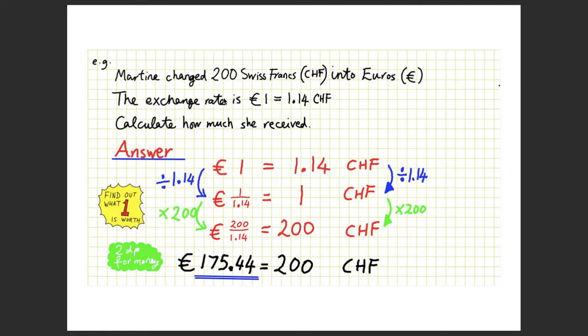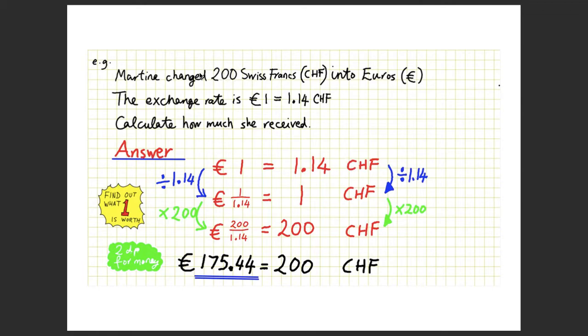So Martine has 200 Swiss francs, which she changes into euros. And the exchange rate that she's been given is 1 euro is equal to 1.14 Swiss francs. So we have to calculate how much she received. Okay, so we know how much 1 euro is worth. 1 euro is worth 1.14 Swiss francs. That's the exchange rate we've been given.